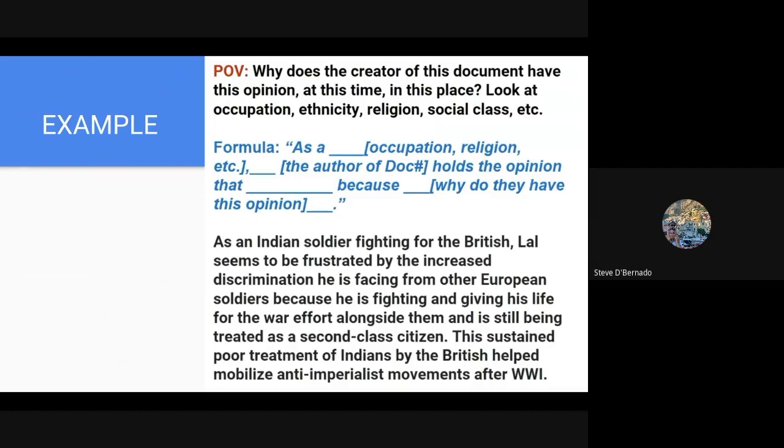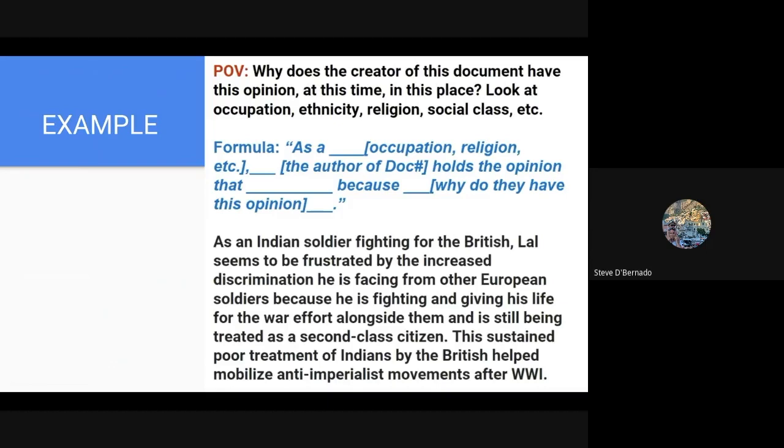All right, here's our example of point of view. To remind you, point of view is why the creator of this document has this opinion at this time, in this place. The clues are to look at the occupation. What does the person do? What is their ethnicity? What is their religion? What is their social class? What is their political affiliation? Our sentence starter that we use in class is, the reason for this is because. That takes the words inside the document and flows along with the line of reasoning of the person's opinion in this time, in this place, based on their occupation, ethnicity, religion, social class, or political affiliation, and it justifies and validates their words.